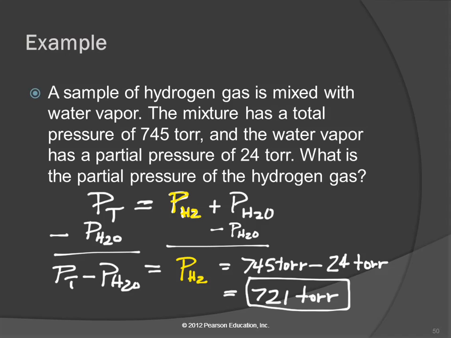Right. There are sometimes unit issues. Here they gave us the total pressure in torr and the partial pressure of one in torr. Sometimes they'll give you a problem where they'll give you one in atmospheres and one in PSI and one in millimeters of mercury and one in pascals, and then ask you for the other thing in something else. And that just makes you convert a whole bunch of units. But the units for these pressures have to be the same, because otherwise it's like adding apples and oranges. You can't do it. The units have to be the same. Any other questions?